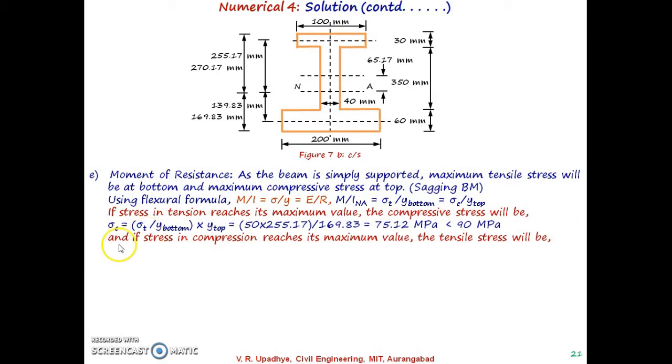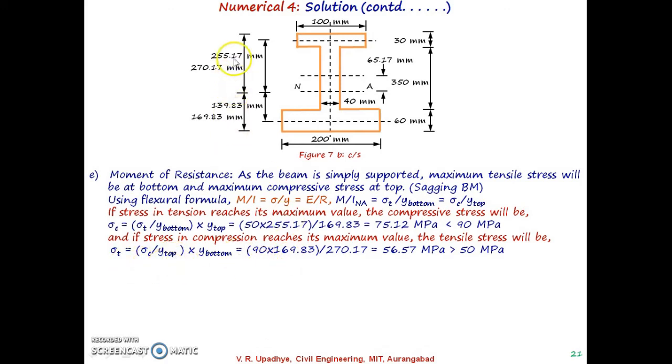That we will discuss. If stress in compression reaches its maximum value, the tensile stress will become... Now how this equation can be rewritten as sigma T is equal to sigma C divided by Y top multiplied with Y bottom. So if we rewrite that equation, then sigma T is equal to sigma C into Y bottom divided by Y top. So permissible compressive stress is given as 90 megapascal, and Y bottom is 169.83. So that is multiplied with Y bottom and divided by Y top.